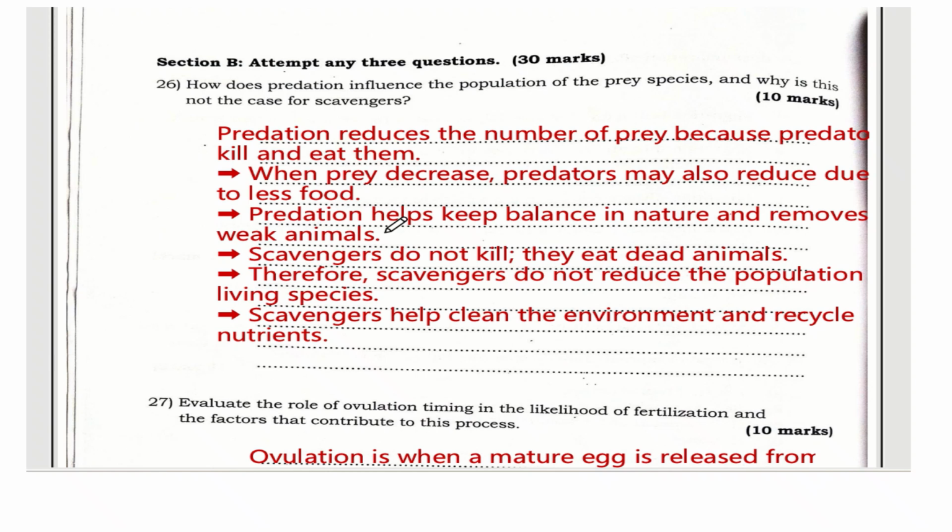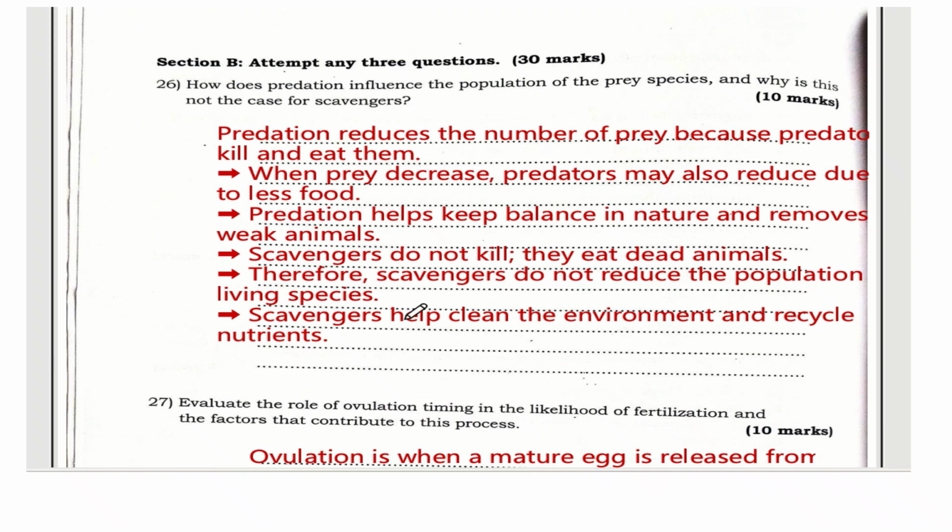So predation keeps control of the population of prey species, preventing overpopulation and overgrazing of vegetation. It also promotes natural selection by removing weaker or slower individuals, allowing only the fittest to survive and reproduce. And then why is this not the case for scavengers?